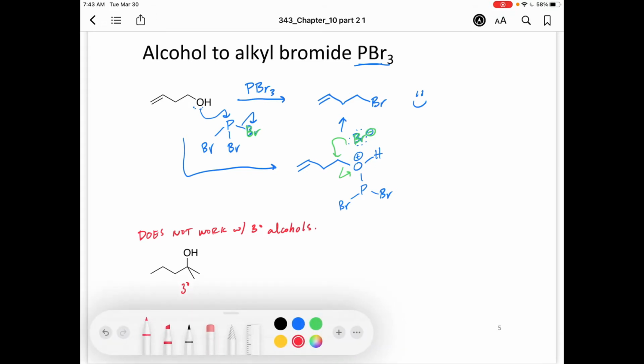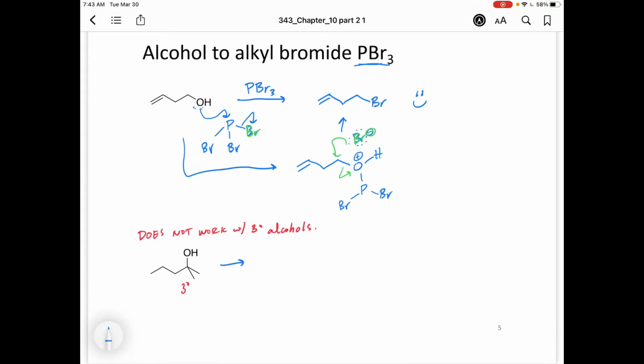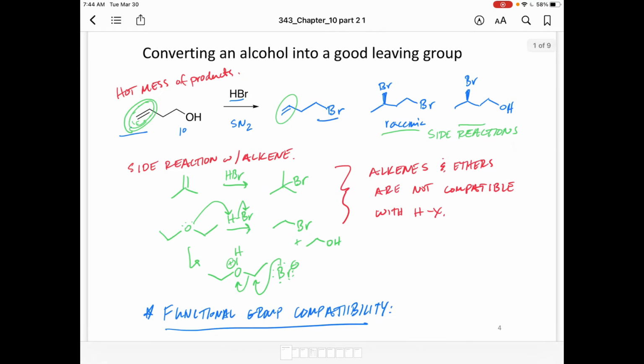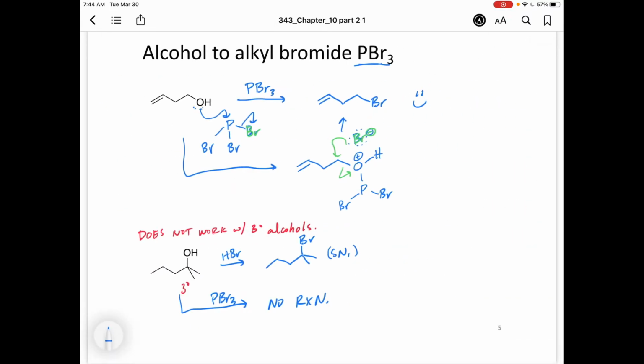And that's okay because we know that we can use HBr in this case. So HBr, we could get our desired SN1 product, right? So this would be going through an SN1 mechanism. But if you tried to use PBr3, there would be no reaction. So notice here how not only is it sometimes we're looking at can it react and can it make the product, but like we showed in the previous slide here, sometimes we need to think about this functional group compatibility. But as you practice, it definitely gets easier to spot these things.